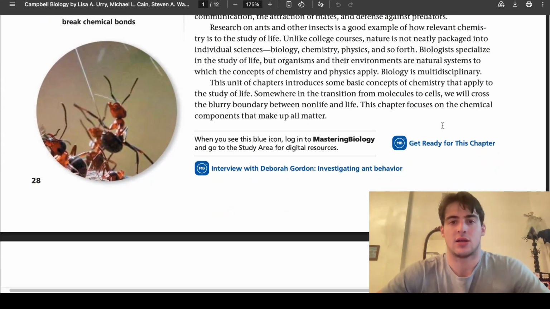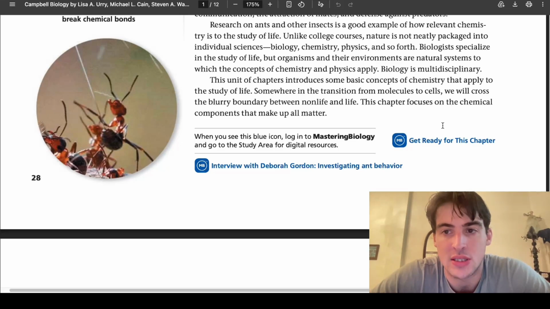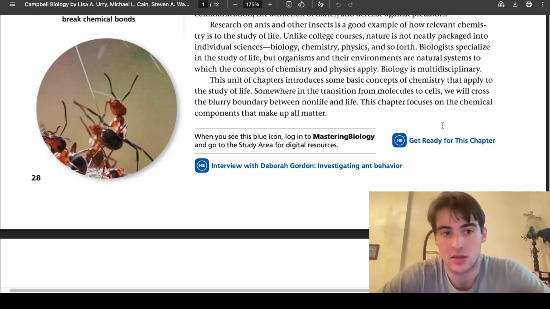Research on ants and other insects is a good example of how relevant chemistry is to the study of life. Unlike college courses, nature is not so neatly packaged into individual sciences, biology, chemistry, physics, and so forth. Biologists specialize in the study of life, but organisms and their environments are natural systems to which the concepts of chemistry and physics apply. Biology is multidisciplinary. That makes sense.